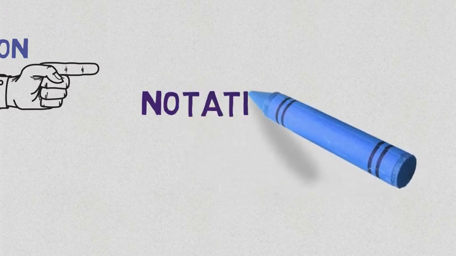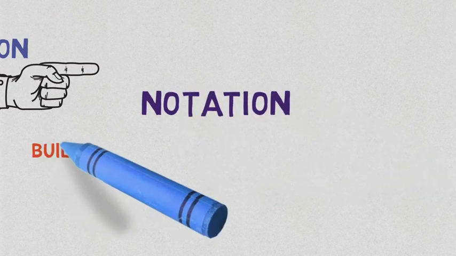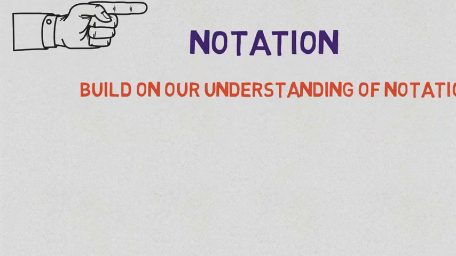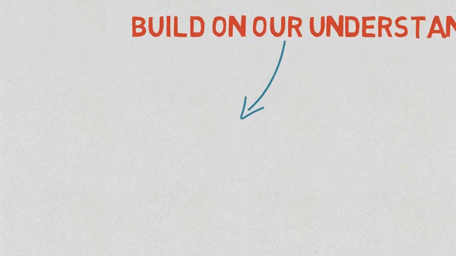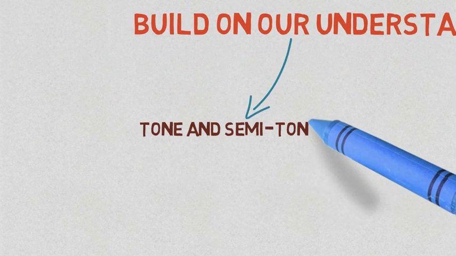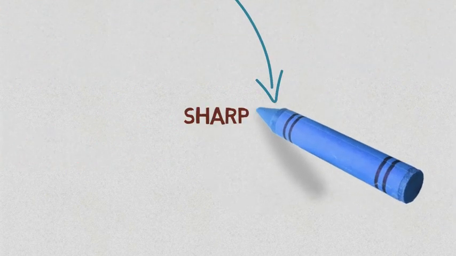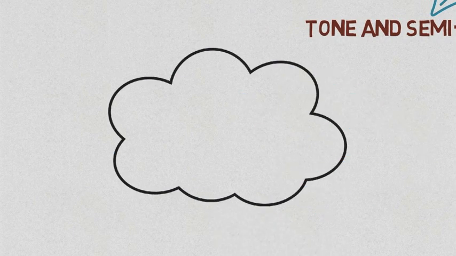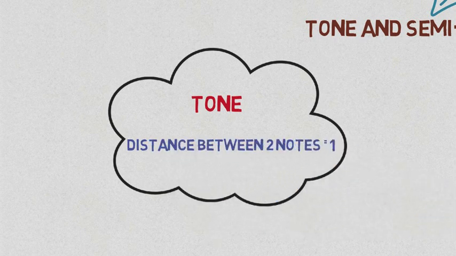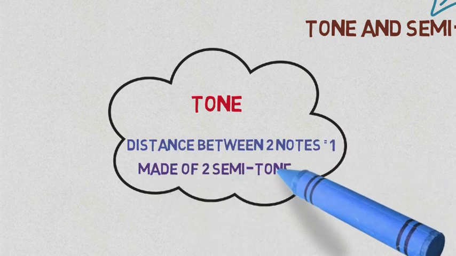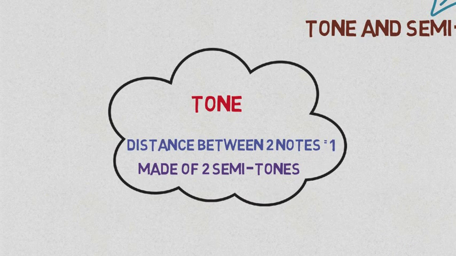Now we're going to talk about notation. And we want to build on our understanding of notation. And we're going to do this by looking at tones and semitones, and then looking at sharps and flats. So let's start with the tone. A tone is when the distance between two notes is equal to 1, and it is made up of two semitones.